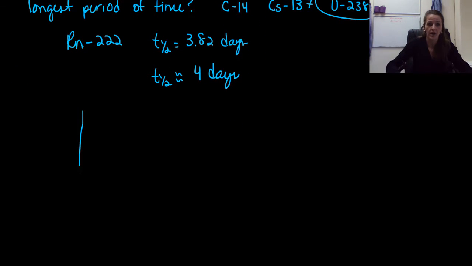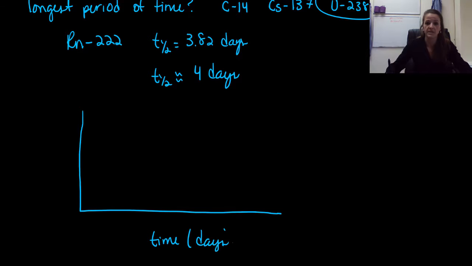I'm going to have a y-axis and an x-axis. My x-axis is going to be in units of time, and I'm going to be very specific: I want it to be in days. Whereas my y-axis is going to be my percent of sample. So we're going to start off saying we have 100% of our sample, right? So at 0 days, we have 100% of our sample.